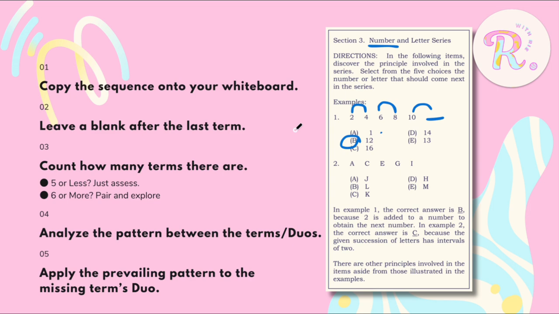And then number 4, analyze the pattern between the duos or the terms. So basically, we know that it's arithmetic. We just have to figure out if it's forward, backward, if there are alternating or repeating letters, or if there are fixed intervals. And then lastly, you apply the prevailing pattern to all of the duos until you reach the answer for the missing term.